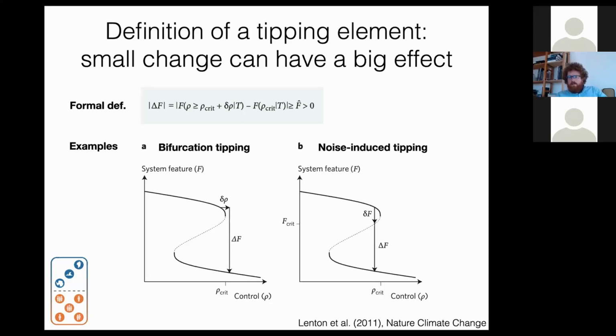And this formal definition that I have in this box up there, this is the one that Tim Lenton and John Schellnhuber and others developed in their paper in PNAS 2008, which basically has this essence that a small change to the system can cause a big change at a later time.